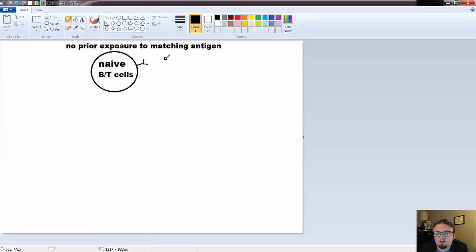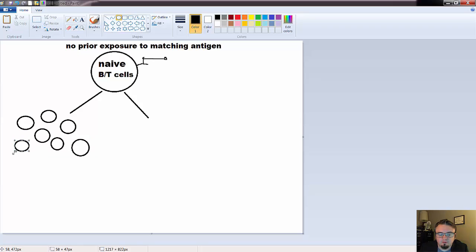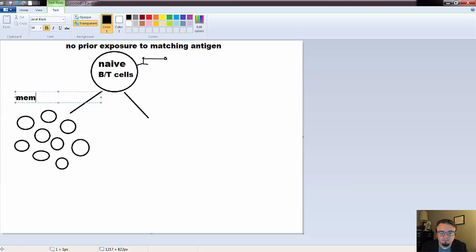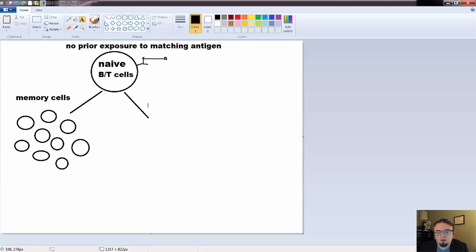When the antigen finally does bind, if it ever does, sometimes it won't, but if and when the antigen does bind and we have that lock and key interaction, what that does is it actually triggers a response by these cells, and the naive B or T cell will actually differentiate and proliferate into two general subtypes of cells. Okay, and one subtype are referred to as memory cells. The other subtype can be generally referred to as effector cells.